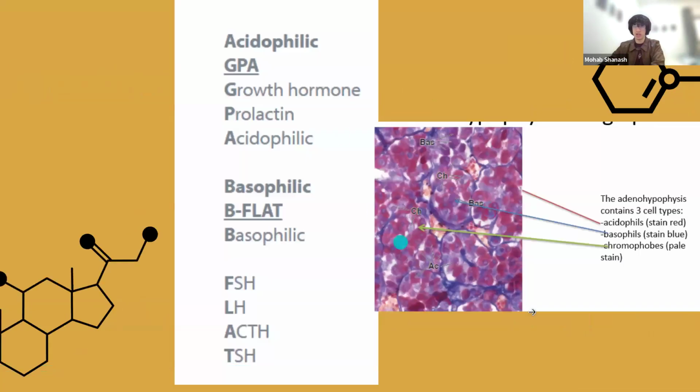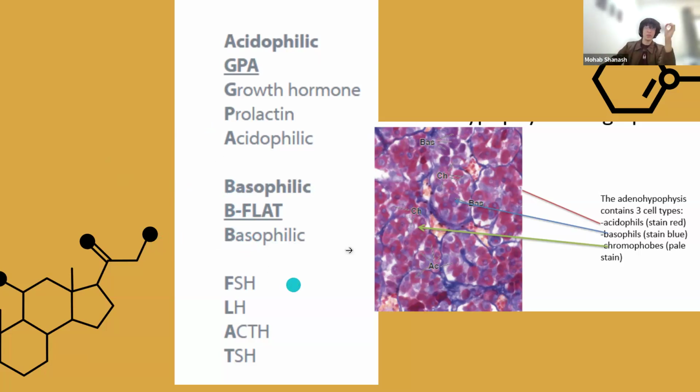Now, this is more histology related, but since I mentioned what secretes our hormones, I felt like this would be a good revision, and they do ask about this in the office. GPA: growth hormone and prolactin are acidophilic. What releases growth hormone? Somatotropes. What releases prolactin? Lactotropes. Now, B flat: all your others are basophilic. So FSH, LH, ACTH, and TSH are basophilic.